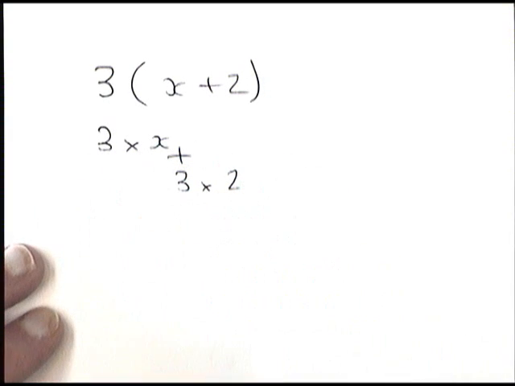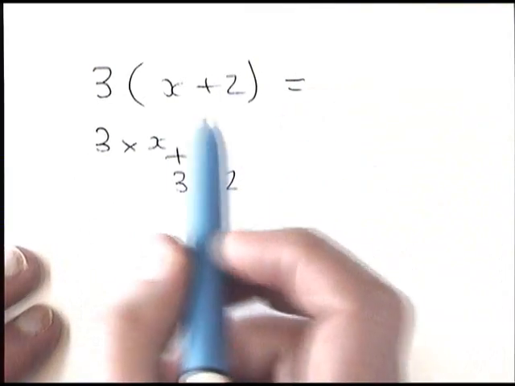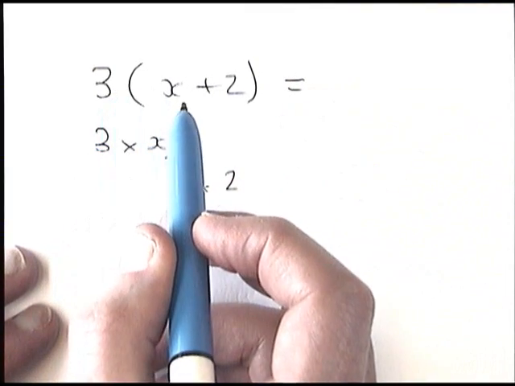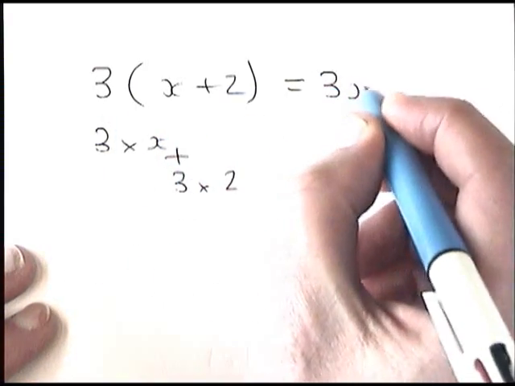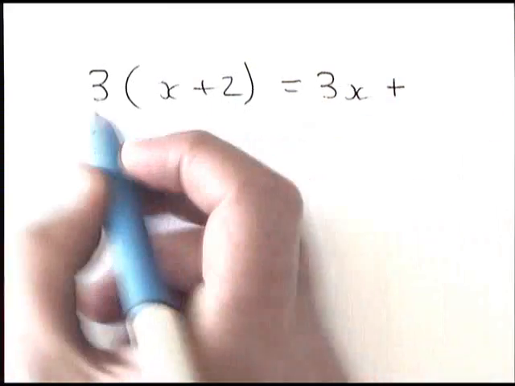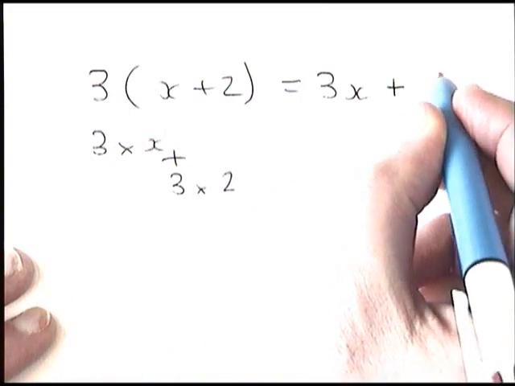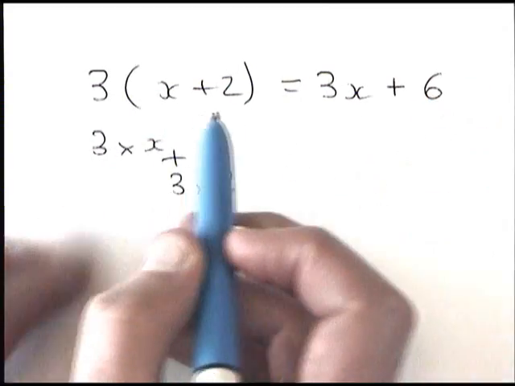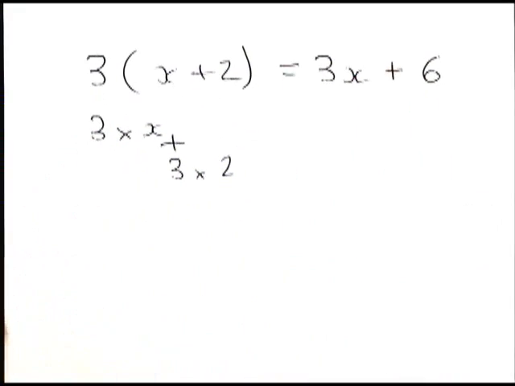Now we don't normally bother writing it down like that, we sort of think of it like that. So if we're writing it down, we'd go 3 is being times by x, and 3 lots of x we just write down as 3x. Then the plus sign comes in here, and I've got 3 times by 2. 3 times by 2 is 6. You're not adding the 3 and the 2 together, you are timesing, so that's why we get that answer.